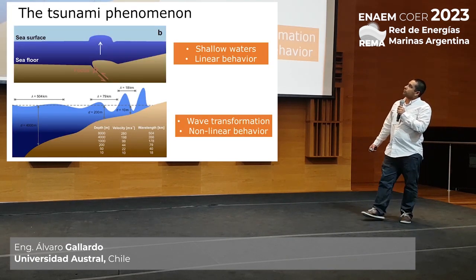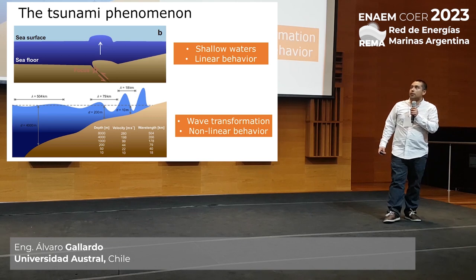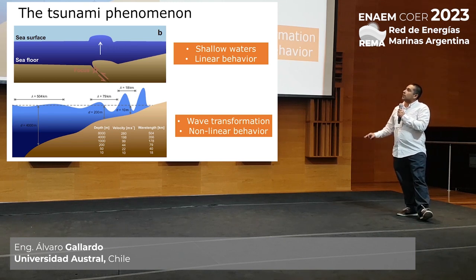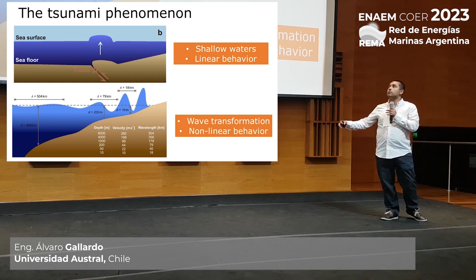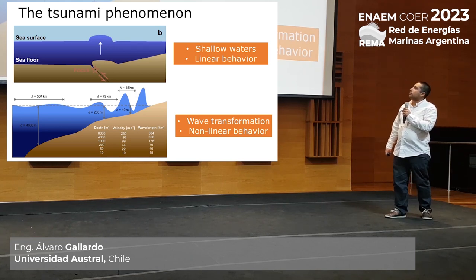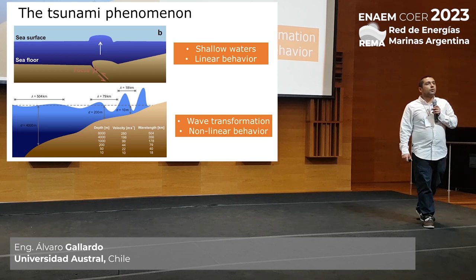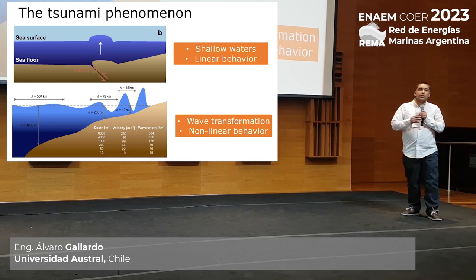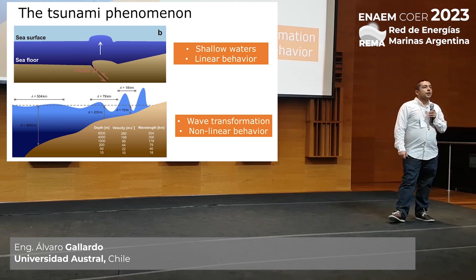So, a brief introduction of the tsunami. Most of these events are generated by seismic events, which generate a deformation of the seafloor, which generates a very long wave of a few meters high. And at the beginning of these events, the wave works in a shallow waters regimen, and then these waves travel through the ocean at very high speeds, with minimum energy losses.